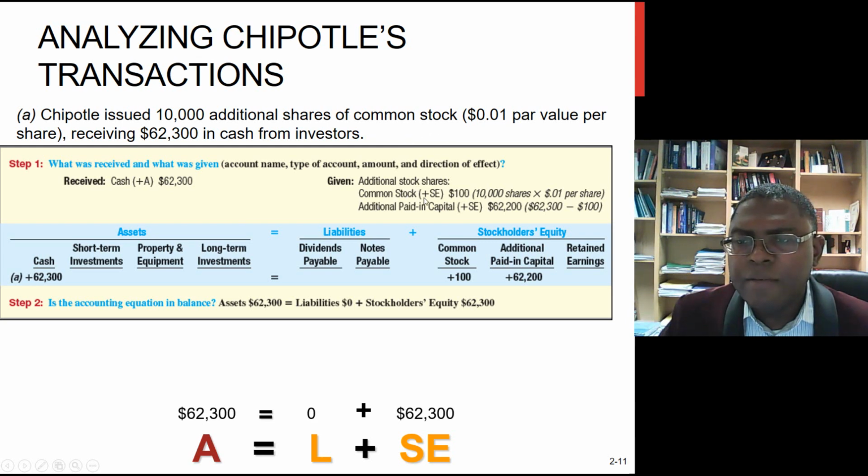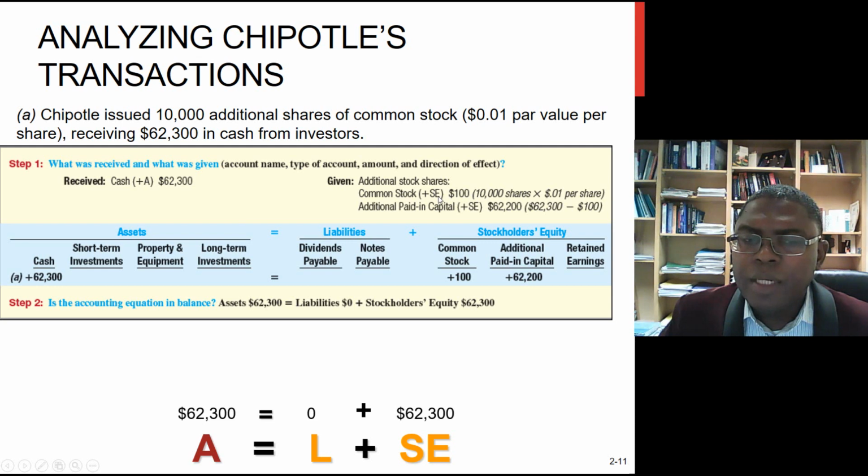Also, common stock is being affected. Common stock is increasing. Common stock is a stockholders' equity account. It is increasing by $100. How do we arrive at the $100? We have 10,000 shares. So we take 10,000 shares and multiply it by $0.01 per share. So that gives us $100. So that is an increase.